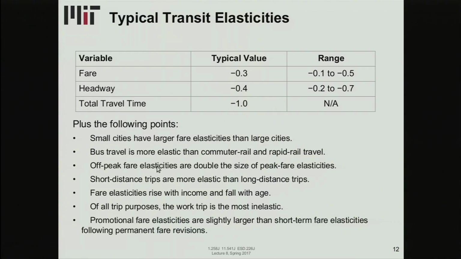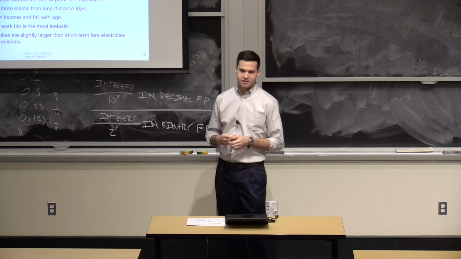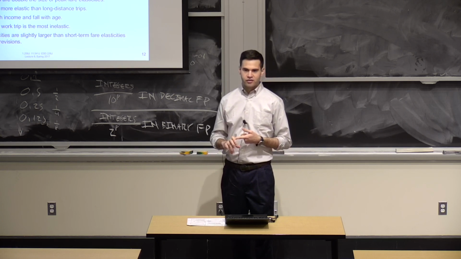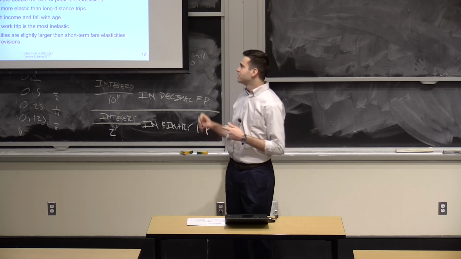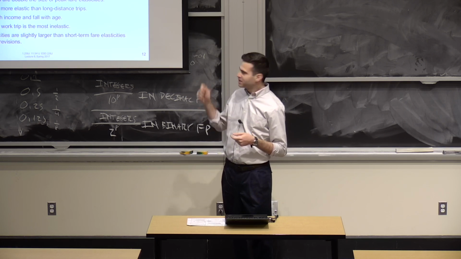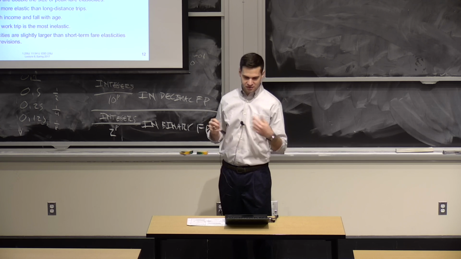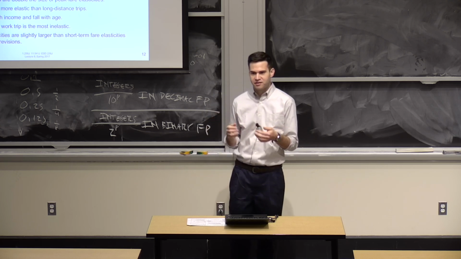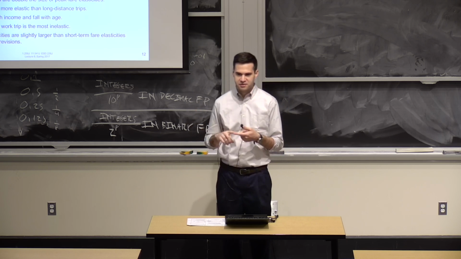Great. Let's move on to the third one. Off-peak fare elasticities are double the size of peak fare elasticities. Probably the difference between leisure and business travelers, where you can change your trip decision if it's a leisure trip, but not if you're commuting to work. Trip purpose, right? So peak travel tends to have a higher proportion of business, and you don't have the option of not doing the trip, so you must do the trip.